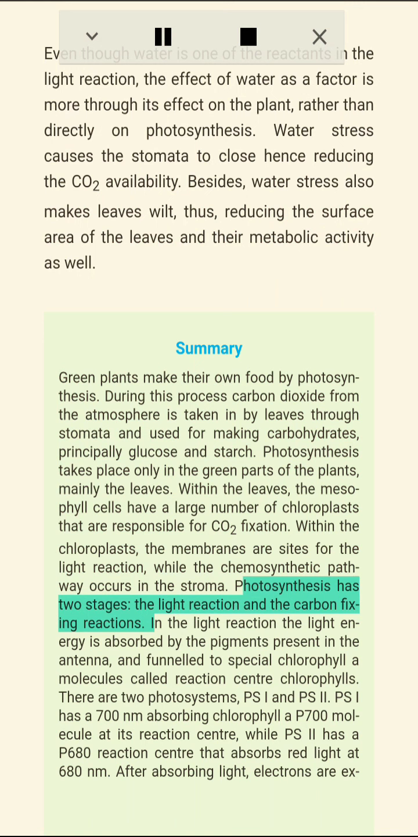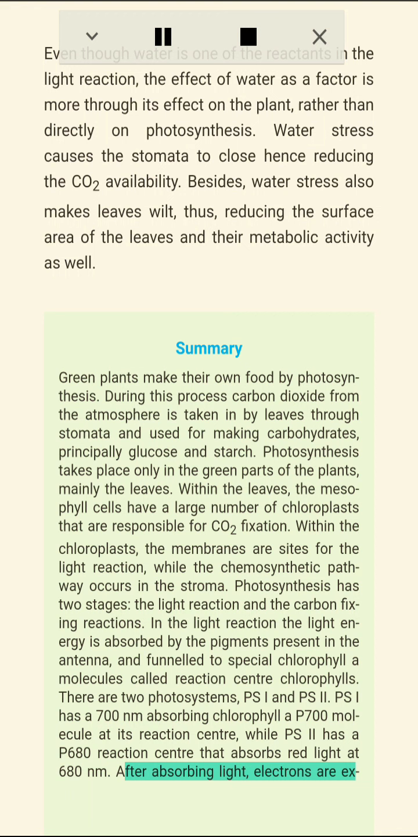Photosynthesis has two stages, the light reaction and the carbon-fixing reactions. In the light reaction, the light energy is absorbed by the pigments present in the antenna and funneled to special chlorophyll molecules called reaction center chlorophylls. There are two photosystems, PSI and PSII. PSI has a 700 nanometers absorbing chlorophyll, a P700 molecule at its reaction center, while PSII has a P680 reaction center that absorbs red light at 680 nanometers.